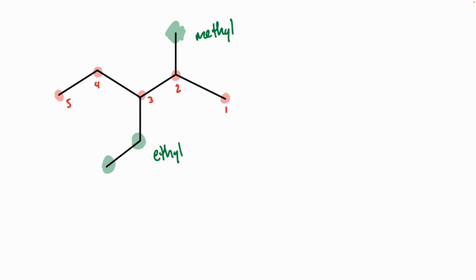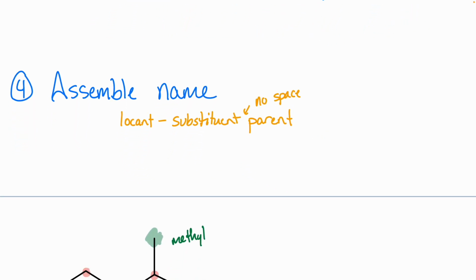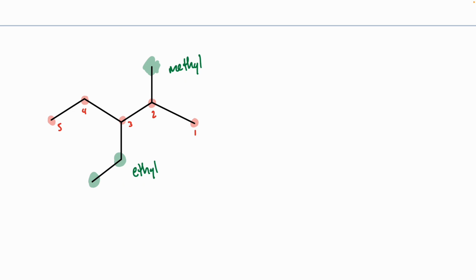And importantly, now I have more than just 1 substituent. So another rule we need to add to assembling the name. We always go locant, then the substituent, followed by the parent. But if we have multiple substituents, how do we organize that in our name? Alphabetical order, all right? So multiple substituents need to be organized in alphabetical order. Since E comes before M in the alphabet, this would be 3-ethyl, 2-methyl pentane.